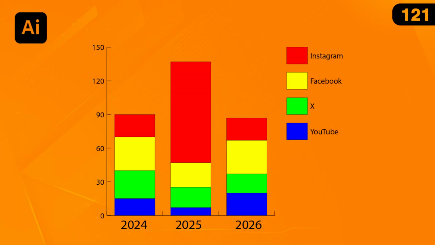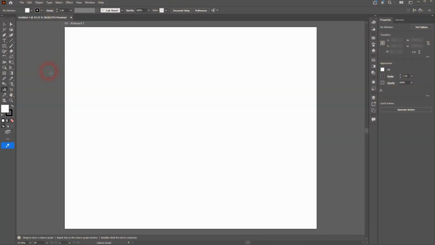And we're back to learning Illustrator in the year, day 121. Let me show the stacked column graph tool. Works just like the two tools that we've already talked about.